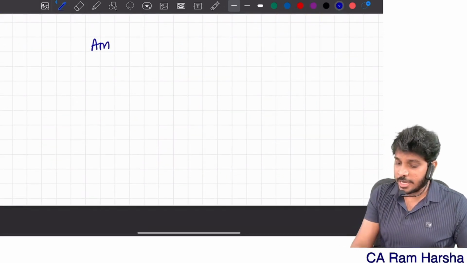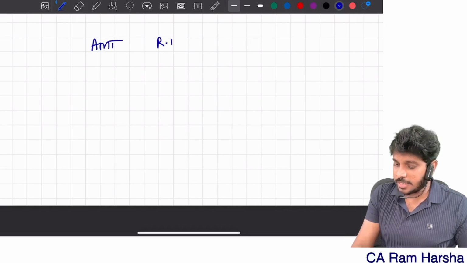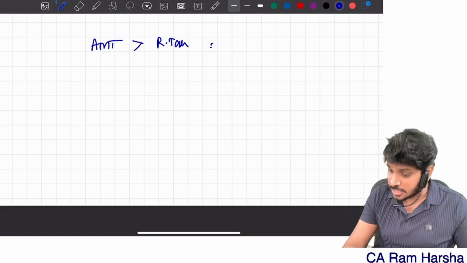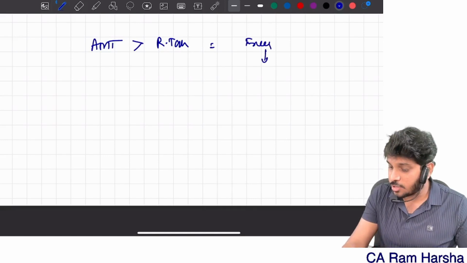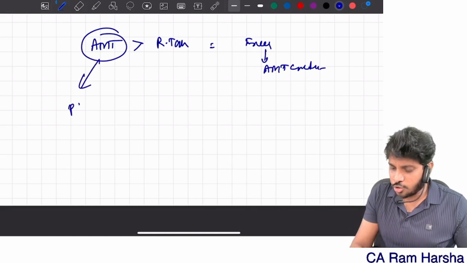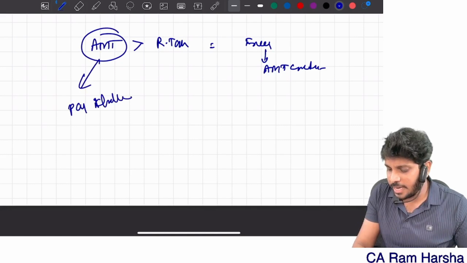Compare this AMT with the normal tax, the regular income tax payable. Is AMT more than regular income tax? Yes, sir. Then that excess amount is called AMT credit. Getting it? By the way, the AMT amount you should pay by challan.